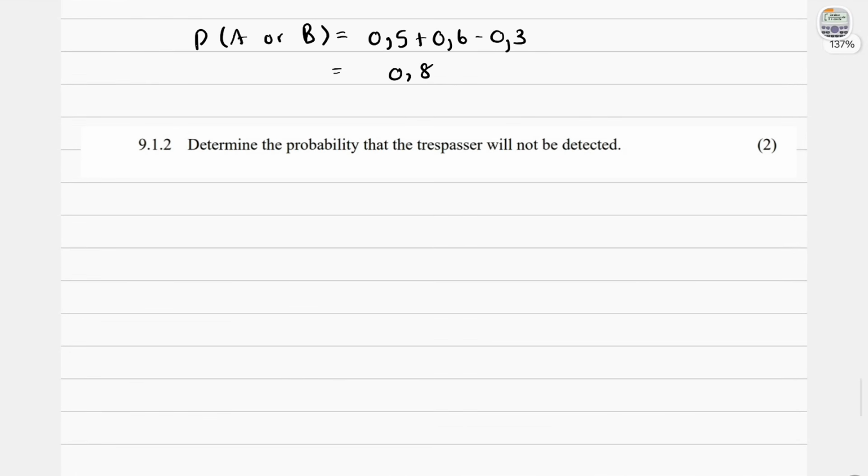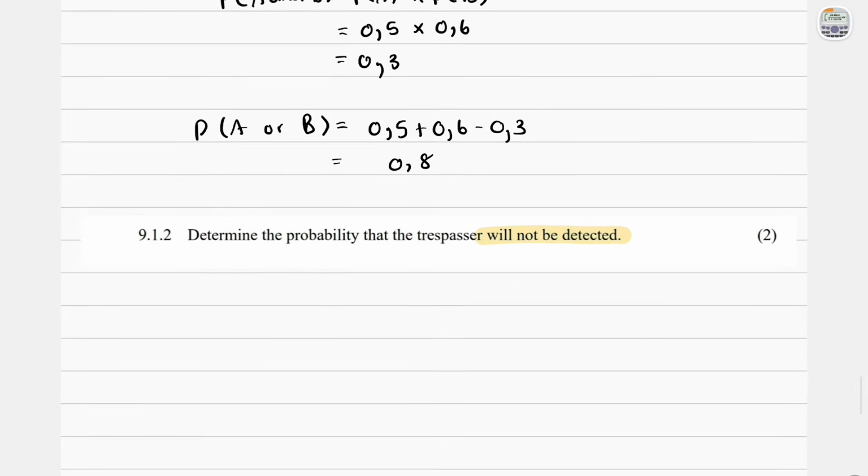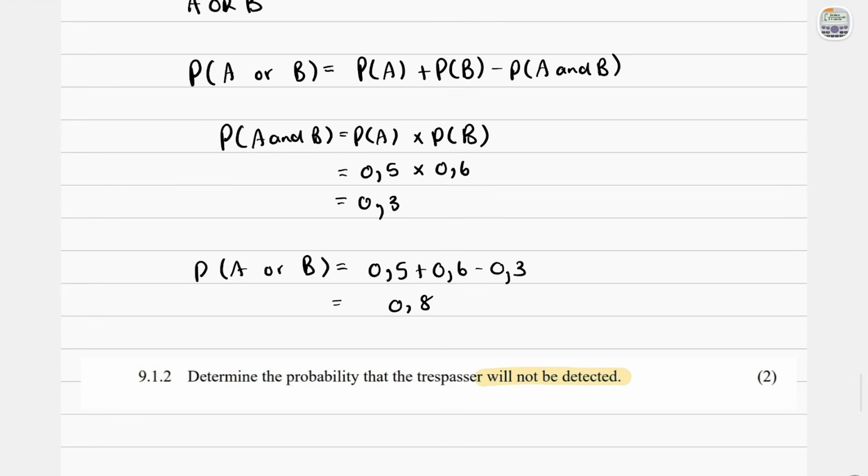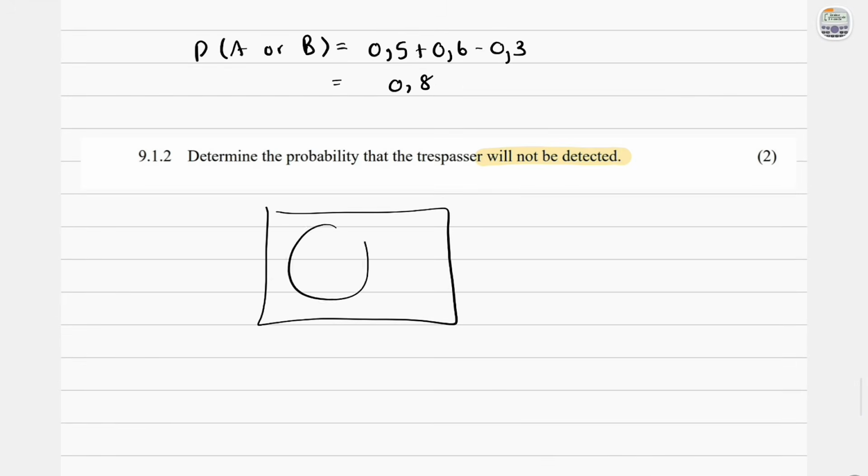Question 9.1.2 says, determine the probability that the trespasser will not be detected. So if we knew the probability of A or B occurring was 0.8, okay, again, looking at this in a Venn diagram, we know that this is A, this is B. The probability of A or B is the addition of A and B, removing that double intersection that will happen. Okay, so if we're trying to find the probability that the trespasser will not be detected at all, so A doesn't occur and B doesn't occur either, it means we're just trying to find out what is outside of this box. Okay, what is neither in A or B.